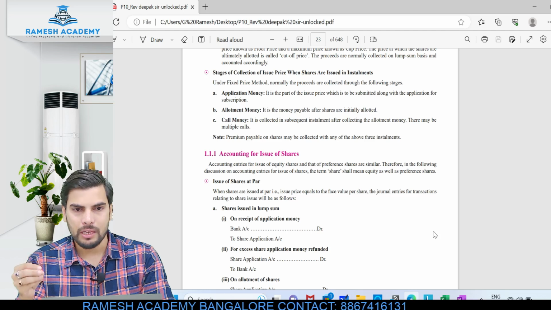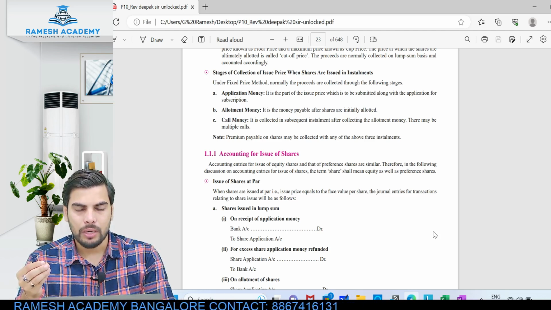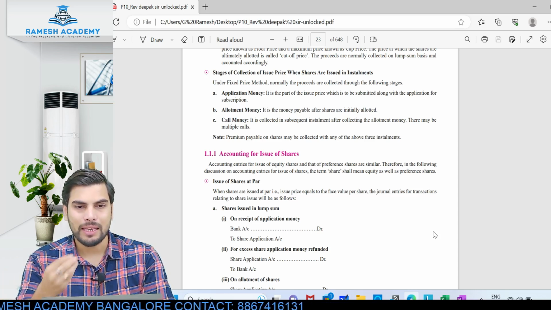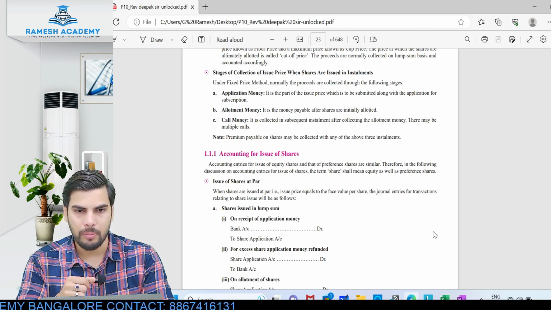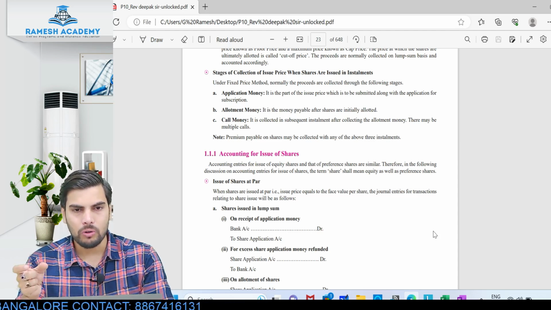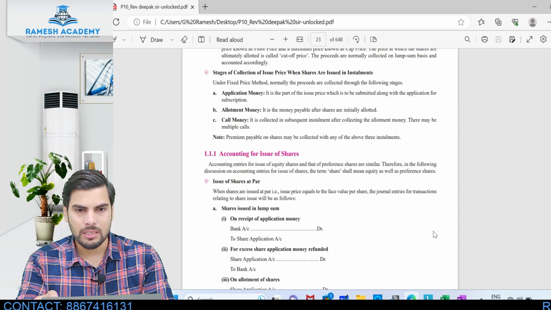Now in case of over subscription, such excess application money will be rejected, and whatever is the excess application money received by the company, the company is supposed to refund it back. Or there's one more thing which will happen, which is pro rata allotment. We haven't discussed pro rata allotment. You need not worry about it as of now. We'll be discussing it in detail, as and when we proceed with this chapter, you'll be coming across all these situations.